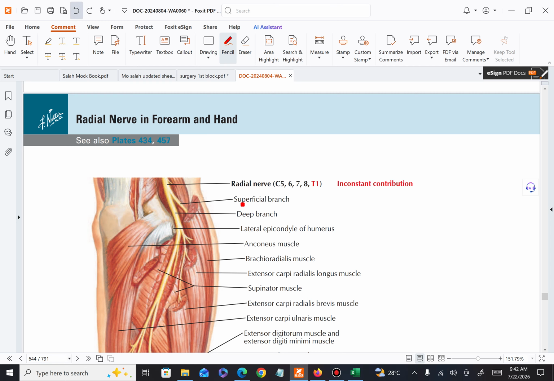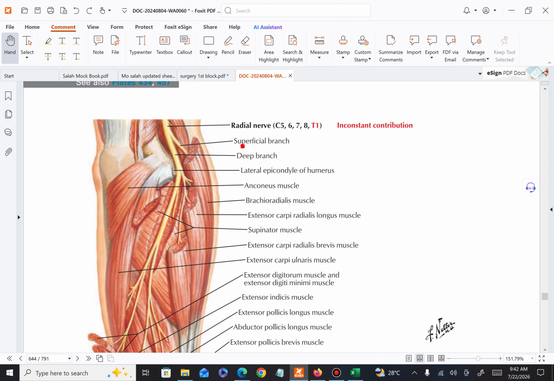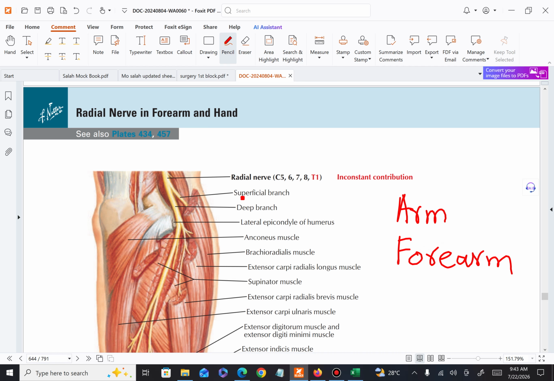Now the muscles which are supplied by the radial nerve. The radial nerve supplies all the muscles of the posterior compartment of the arm and forearm region. It means it supplies all the extensors of the elbow, the wrist and the fingers. In the arm it supplies the triceps muscle and anconeus, which are extensors of the elbow joint.